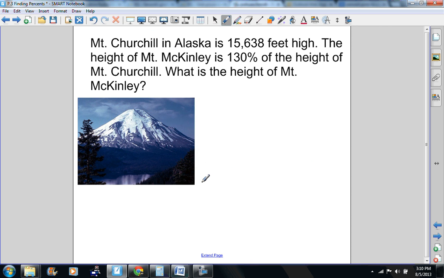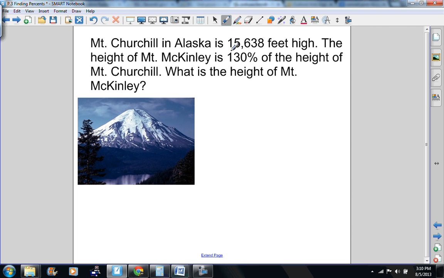Okay, Mount Churchill in Alaska is 15,638 feet high. The height of Mount McKinley is 130% of the height of Mount Churchill. What is the height of Mount McKinley? For this one, we have to find the key information and then create a sentence ourselves.